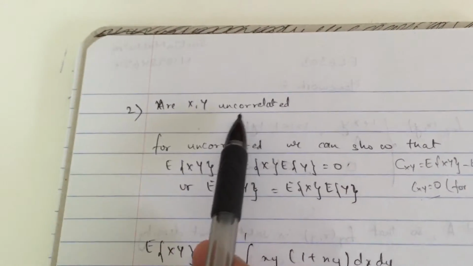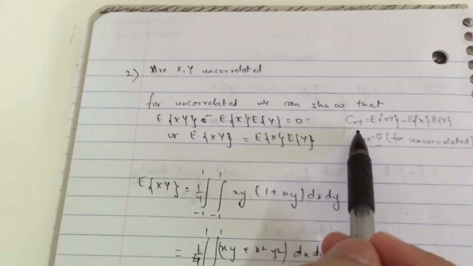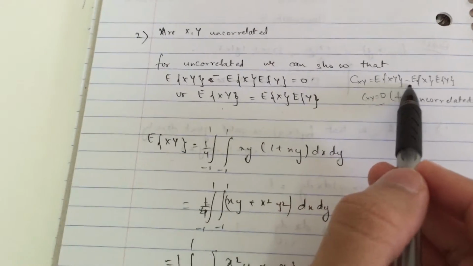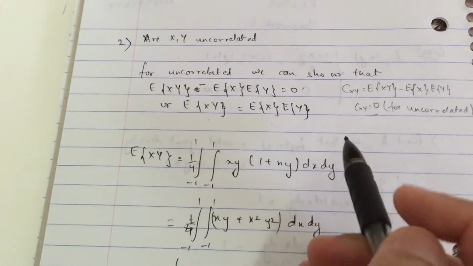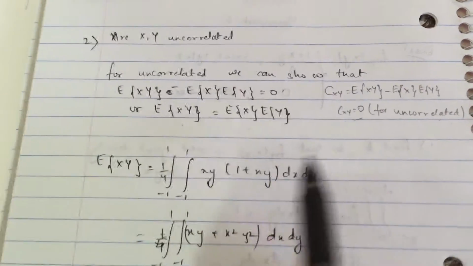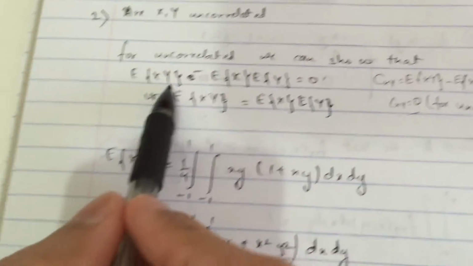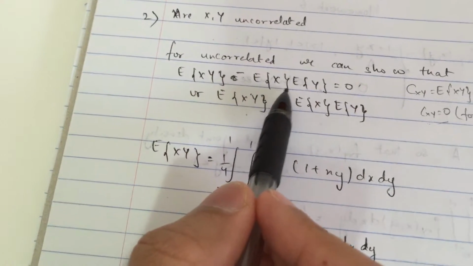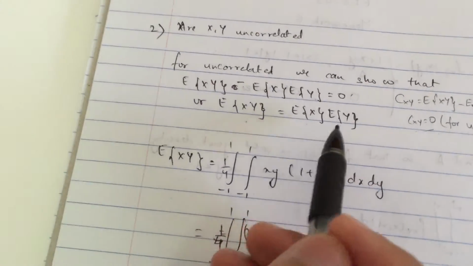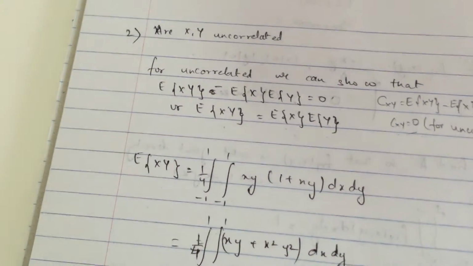For the second part, I have been asked to calculate whether x and y are uncorrelated. We know that the covariance is given by expectation of xy minus expectation of x into expectation of y. For uncorrelatedness, cxy should be 0. So expectation of xy minus expectation of x into expectation of y is 0, or expectation of xy equals expectation of x into expectation of y.